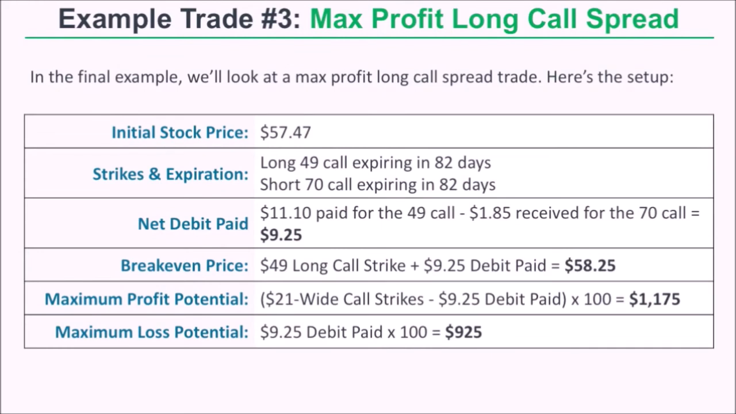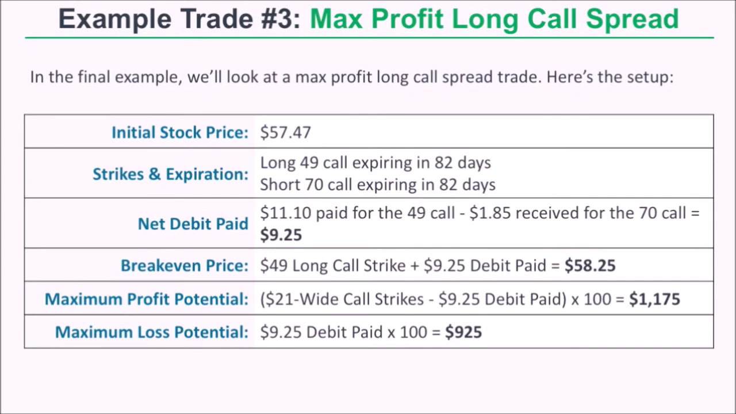Alright, so we've got one more example to get through, and that's a scenario where a trader realizes the maximum profit potential on a long call spread. So here's the setup. Initial stock price is $57.47, and we're going to look at buying the 49, 70 call spread expiring in 82 days.